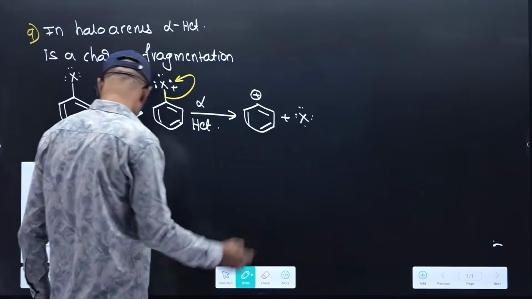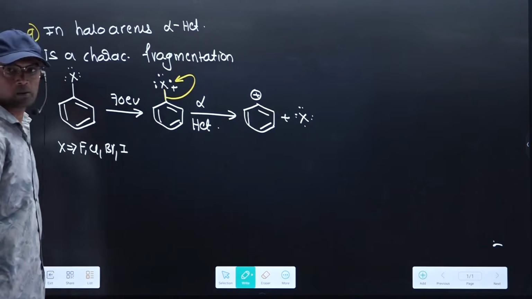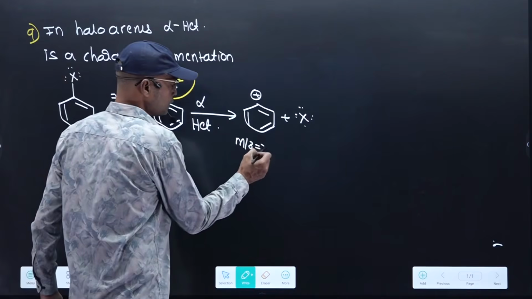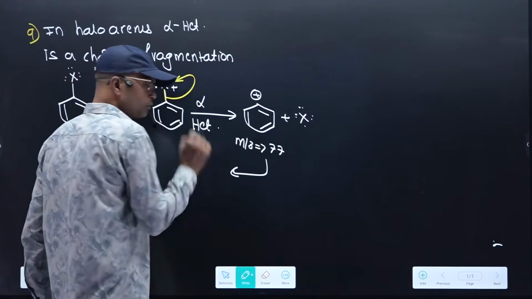78 is pure benzene radical cation. One hydrogen is removed, 77. The m/z value is 77. So when you get 77, one more fragment will be possible.